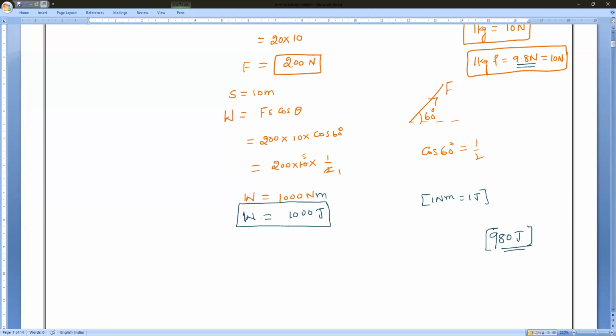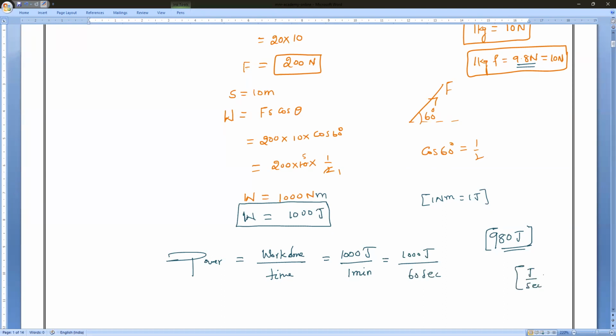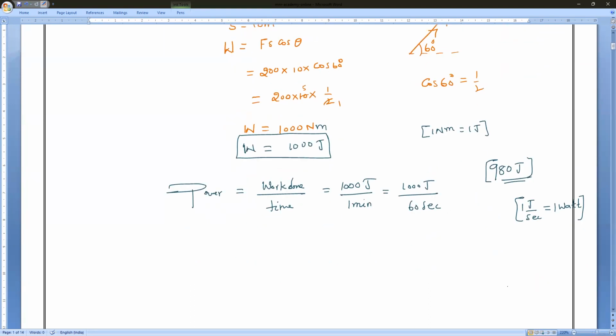So now power. What is the power formula? Everybody, you know work done and you know the time. Power is equal to what? Work done by time taken. So work done is 1000 joules. Time is 1 minute. So 1 minute means how many seconds, guys? 60 seconds. So 1 joule per second equals how many watt?